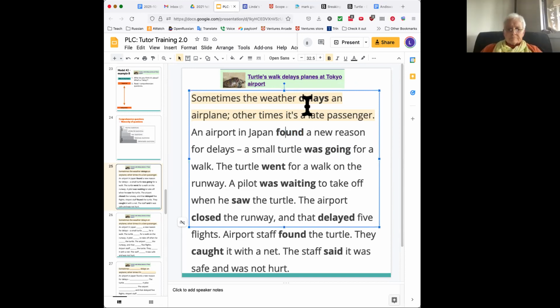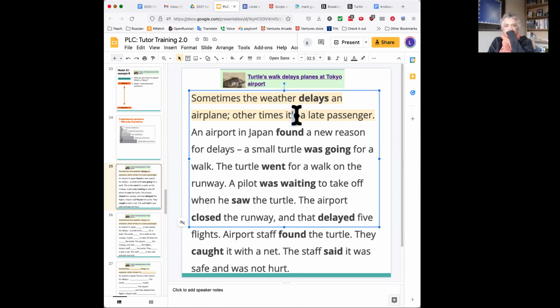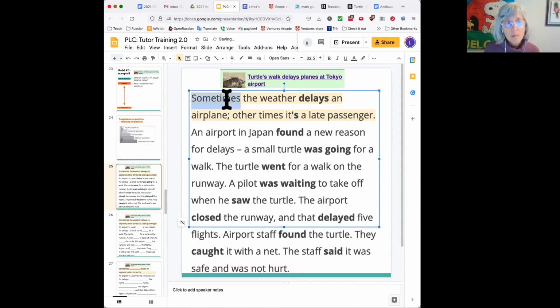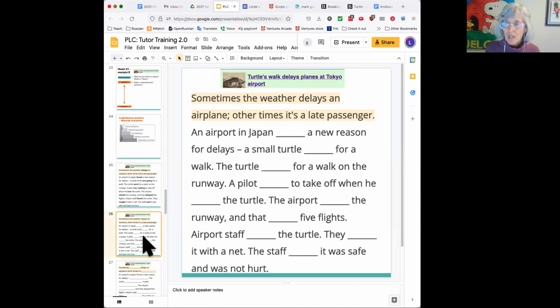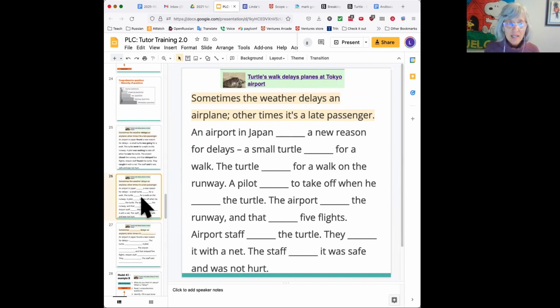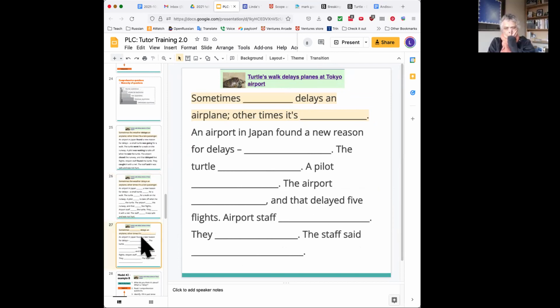The verbs in yellow, are these present or past? Present, because it's not talking about the story. Okay, so we would do more work with these, then we might go here, asking them to fill in the verbs. We have talked about it quite a bit. Then we might go here.